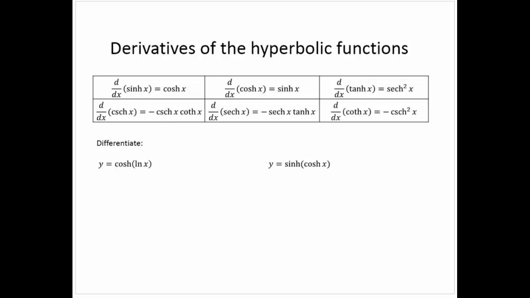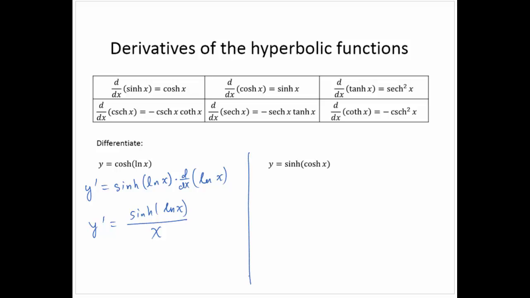All right, so let's differentiate y equals hyperbolic cosine of the natural log of x. Then y prime would be the derivative of the outside function, that would be the hyperbolic sine of the inside function, times, by the chain rule, the derivative of the inside function. And so y prime would be hyperbolic sine of natural log x. The derivative with respect to x of natural log x is 1 over x, so I would write that over x.